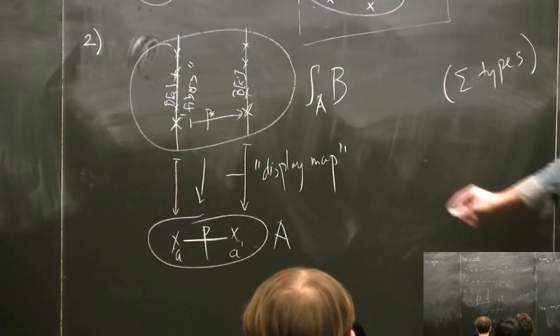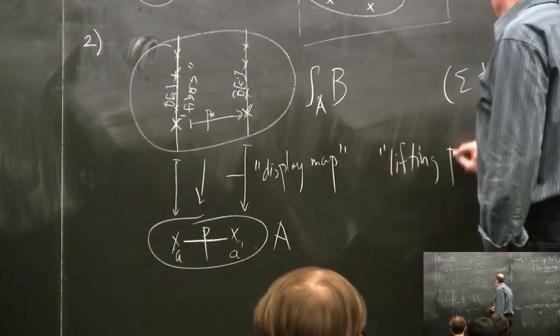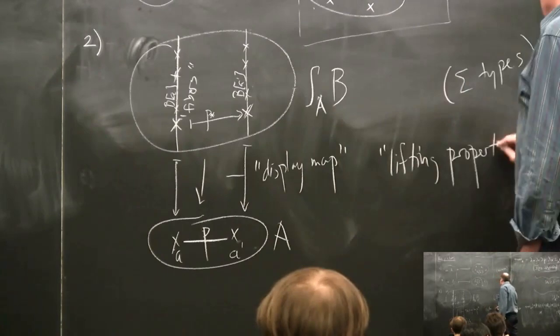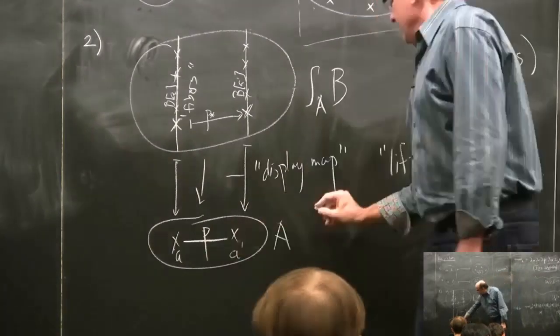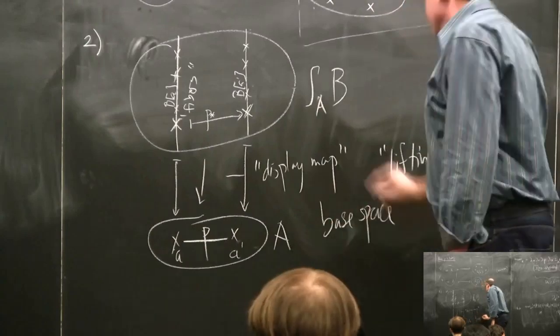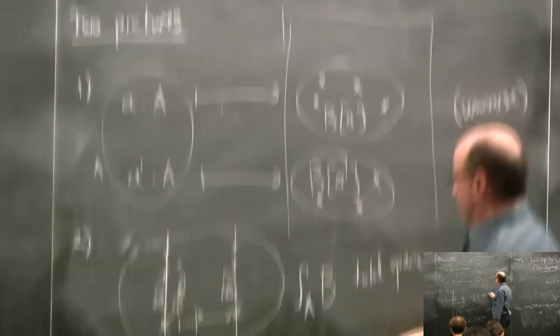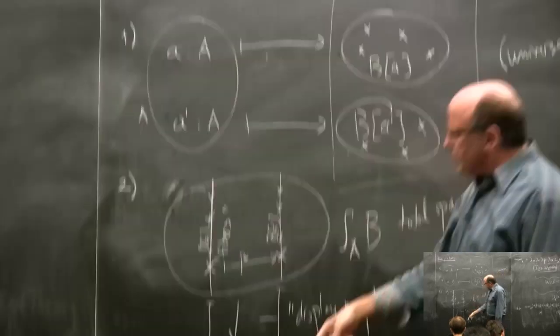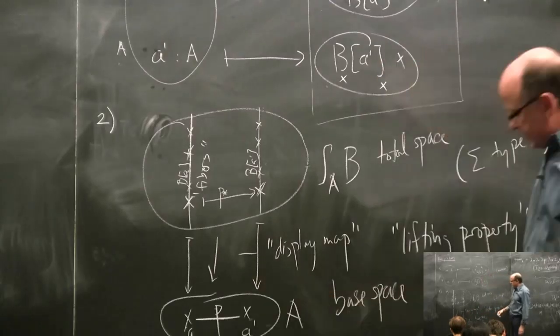Okay? And that is called a lifting property. Okay? So this is what is called a lifting property, because I'm lifting the path in the base space. So this is, by the way, called the base space. This is called the total space because I'm summing it all up. The display map will have the characteristics of a fibration, which I'm going to explain in a minute.